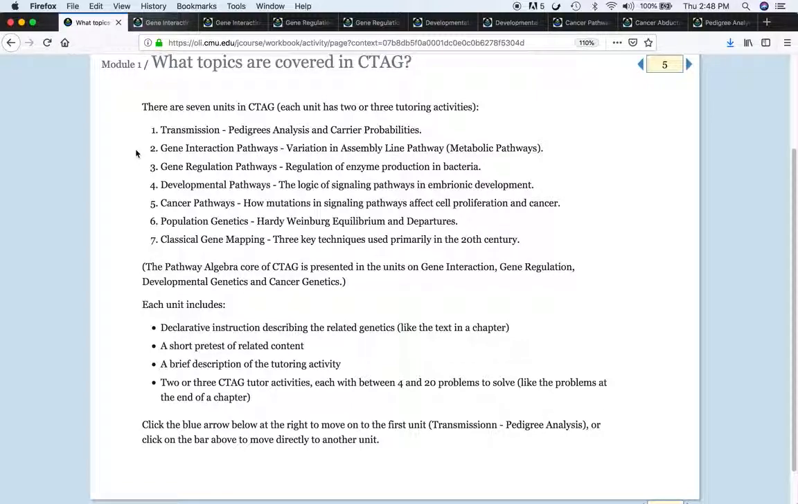Each of these units has 2 tutor lessons. A forward reasoning, where you're predicting what's going to happen in a pathway if you know the underlying properties, and then a backward or experimental component where you're shown data and asked to run the pathway backward to determine what could have led to those observations.